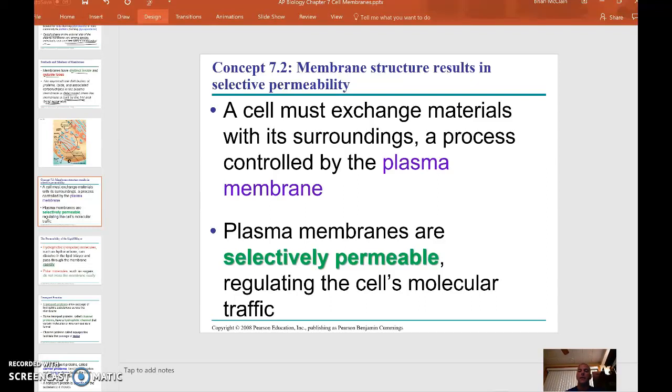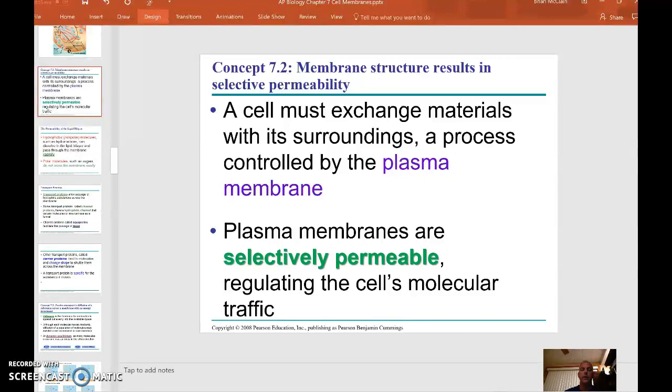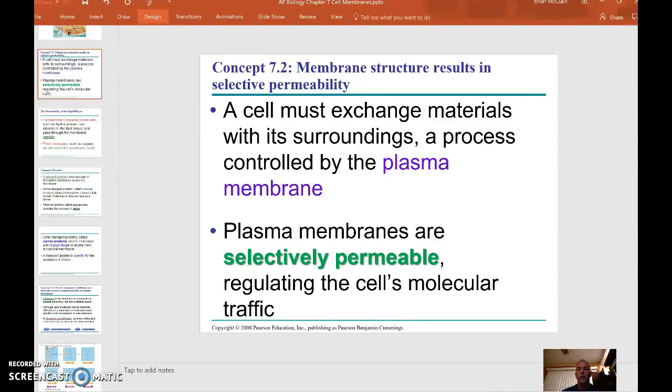Hi, this is Mr. McLean, and in this video, I want to take a look at the concept of passive transport, and we'll look at some of the different ideas that are associated with that. So, one of the things to keep in mind with this chapter is that we're going to be looking at how things move across a selectively permeable membrane.